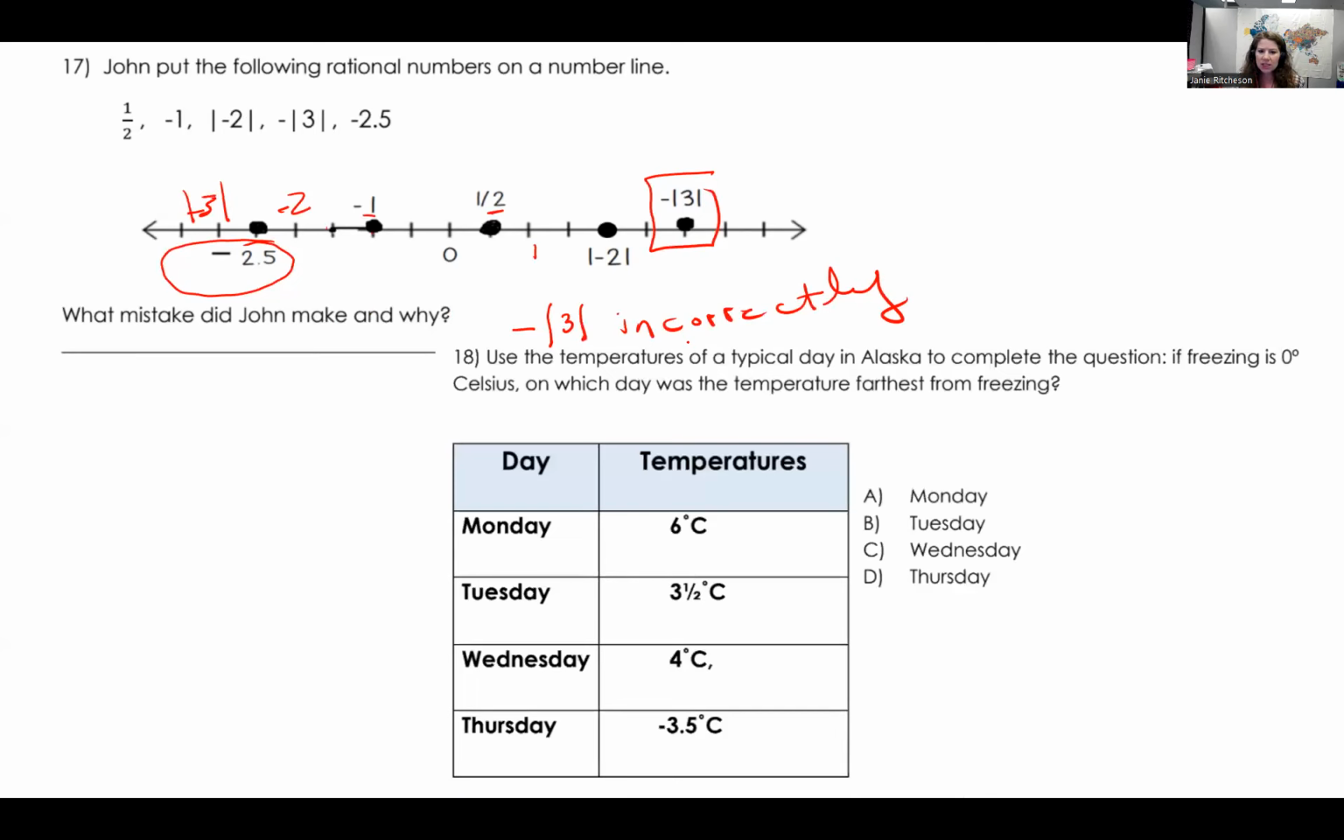All right, number 18, use the temperatures of a typical day in Alaska to complete the question. If freezing is 0 degrees Celsius, on which day was the temperature farthest from freezing? Well, this one's going to be 6 units from freezing. This one's going to be 3.5 units from freezing. This is going to be 4 units from freezing. And this is also going to be 3.5 units from freezing. So Monday, it was farthest from 0, or freezing, I should say, which is 0.